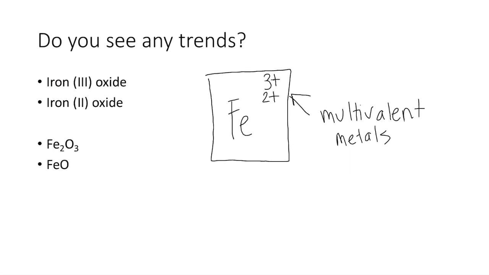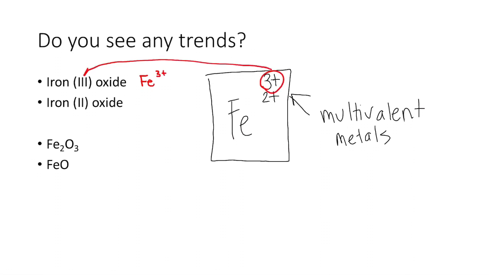Okay, so looking at this slide, for example, we're going to focus on the element iron. On our periodic table, if we look at it, it has a 3+ and a 2+. This is from Science 9, and it's referred to as multivalent metal, meaning it has multiple charges. So do you see any trends here? Take a minute, pause if you need to. But what you should notice is that this is referring to Fe3+.